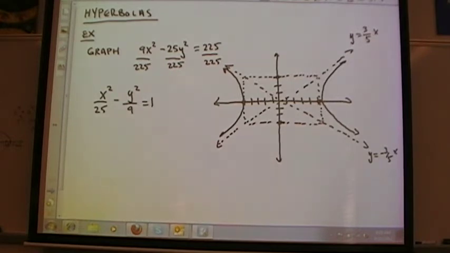So your asymptotes are basically your slope? No, I mean, asymptotes are lines. So to find the equation of the line in slope-intercept form, you need a slope, you need a y-intercept. Now there's an easier way to get it.